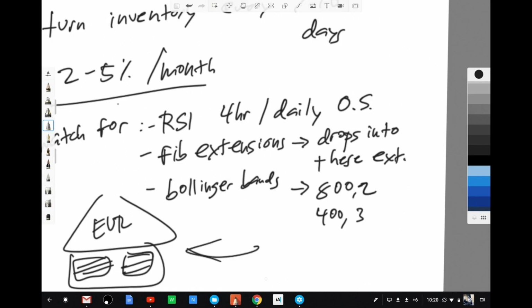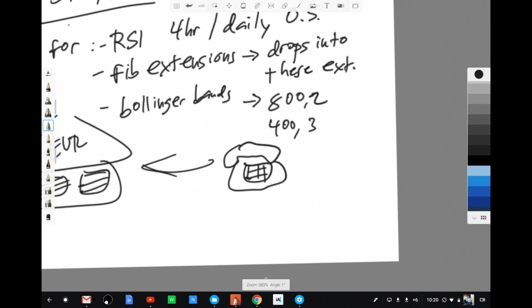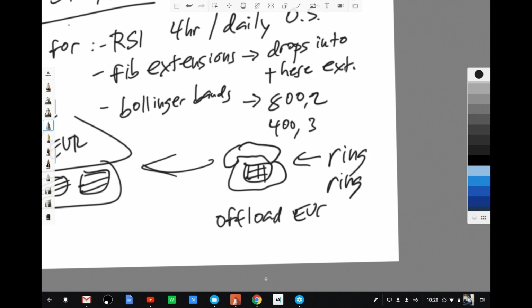And eventually, as the euro begins to climb again, these investment banks are going to get their traders. This is, for those of you that are under the age of 30, this is a telephone. They're going to pick up the telephone, ring, and call their customers and offload euros as it rises back up. And then the whole process is going to begin again.